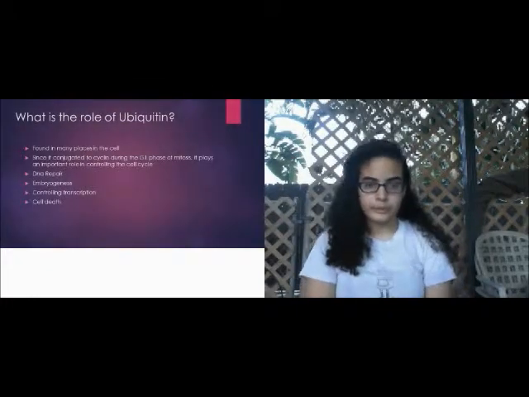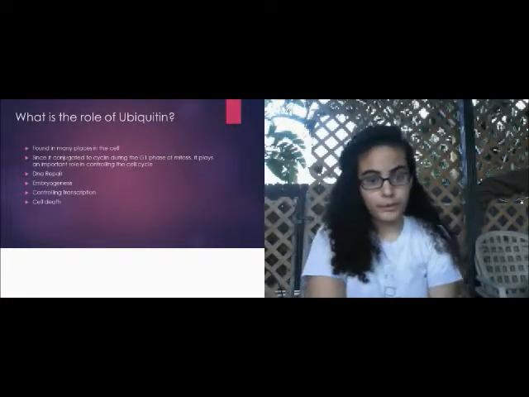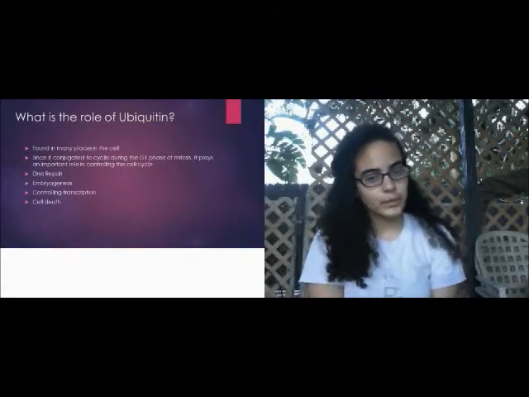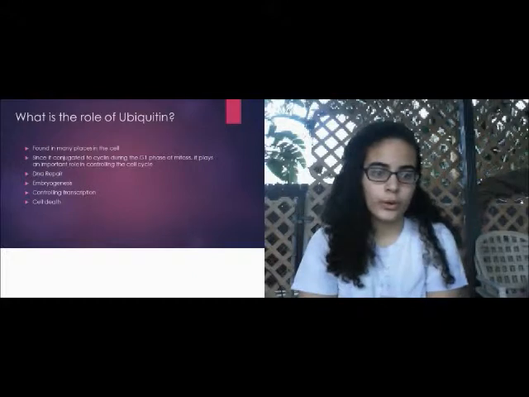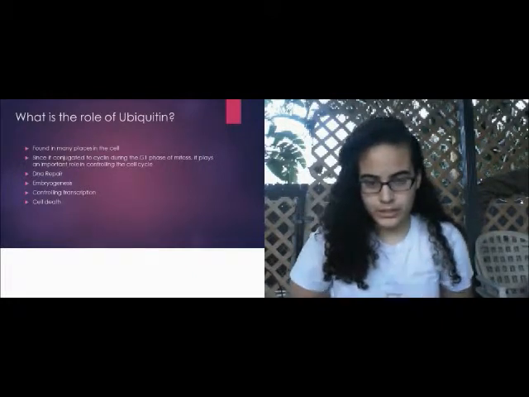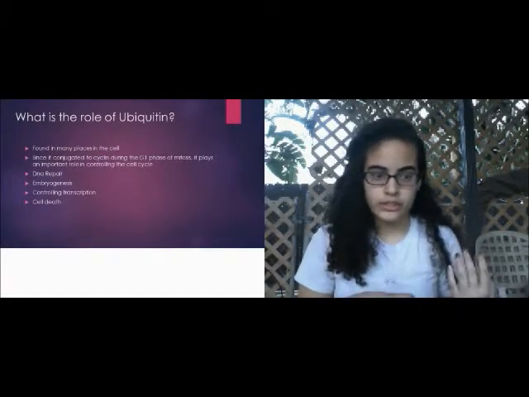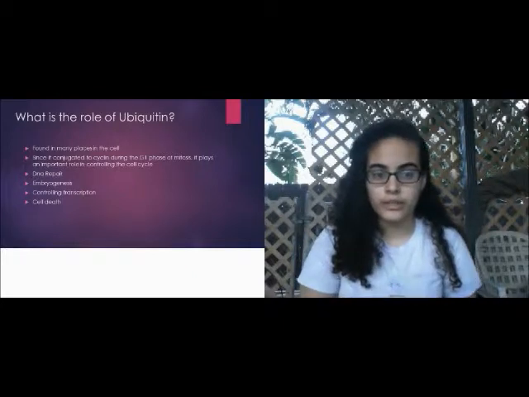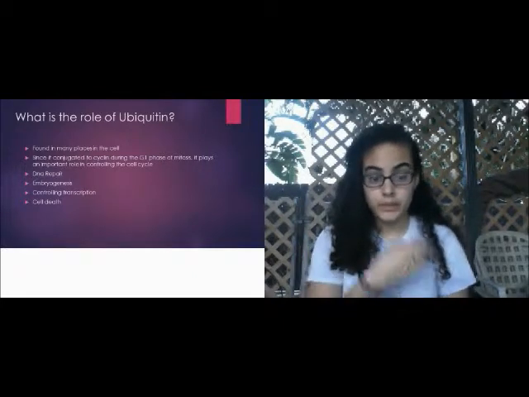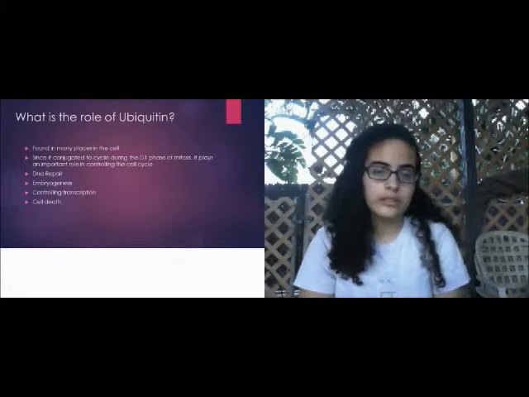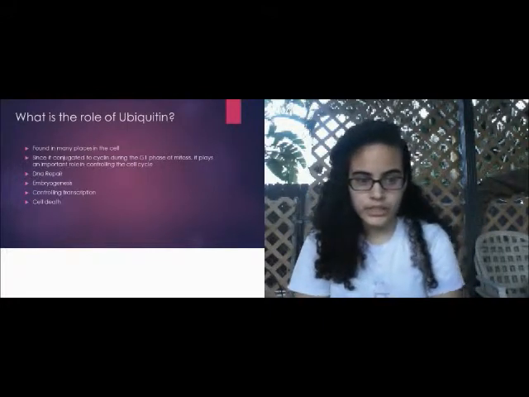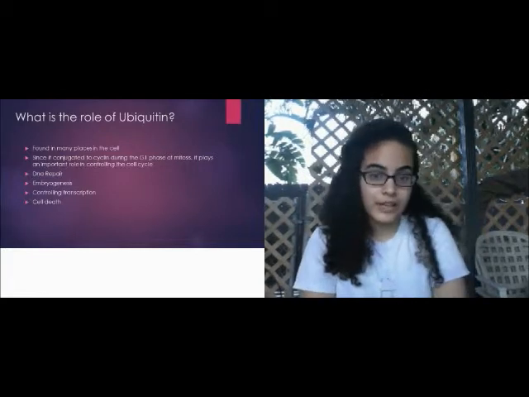So now that we know a little bit about enzymes, we can talk about ubiquitin. Kind of like the word ubiquitous, it's found in many places. Some of the things that ubiquitin does is that it's conjugated to cyclin during the G1 phase of mitosis. This means that it plays a really important role in controlling the cell cycle itself. It also has to do with DNA repair, embryogenesis, controlling transcription, and cell death.